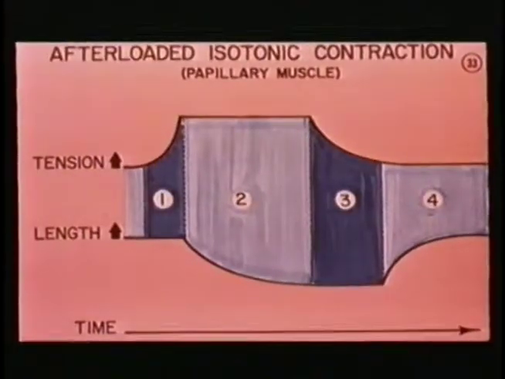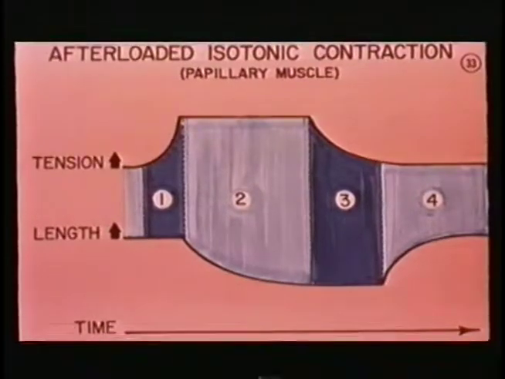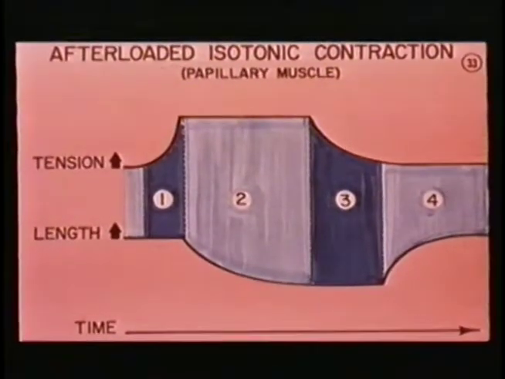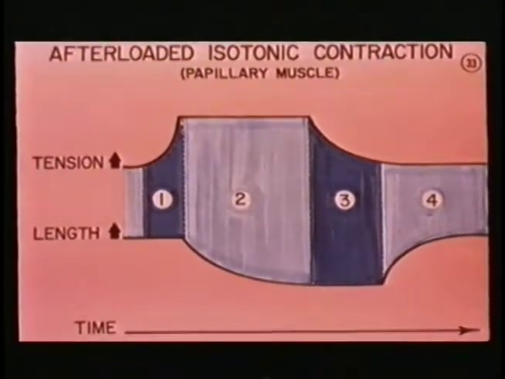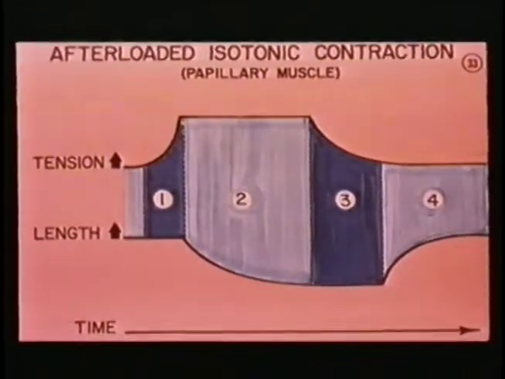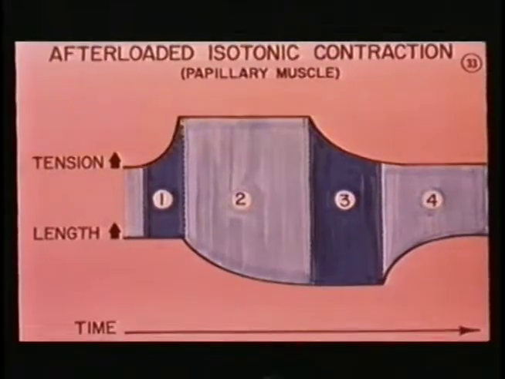Slide 33. Since we want the mode of contraction of our papillary muscle to be similar to that of ventricular wall fibers, we need to program our isolated papillary muscle to undergo this very contractile sequence, which is often referred to as an afterloaded isotonic contraction.